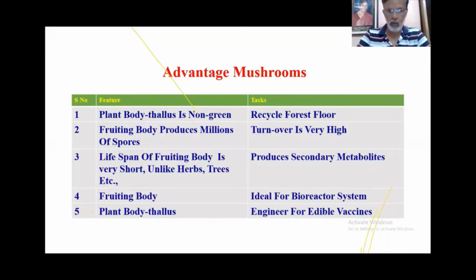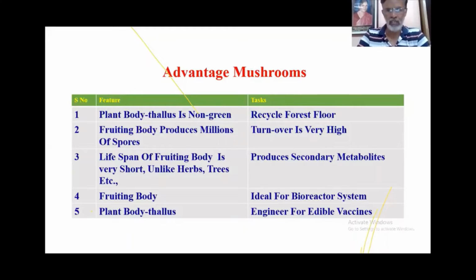Fourth, very important, from a biotechnological point of view or from a fermentation point of view, I would say that the fruit body is an ideal bioreactor system. We can use it as a bioreactor for bioconversion of plant material to useful material, industrial material. And the last one is that the plant body, the thallus, is also ideal to produce edible vaccines.